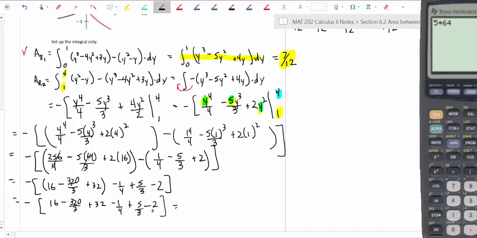Okay, so I'm going to put together some like terms. Let's see, we have 16 and 32 is 48, minus 2 is going to be 46. So I have negative 46. And then I can put these two things together. If I put together negative 320 thirds and 5/3, that should be negative 315 thirds.